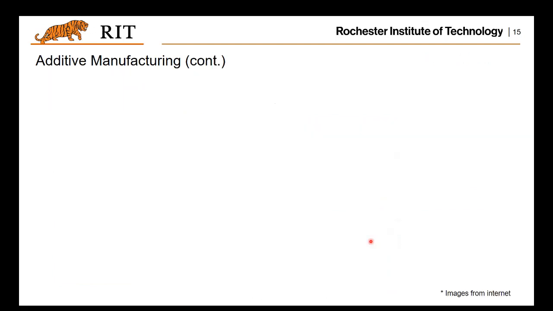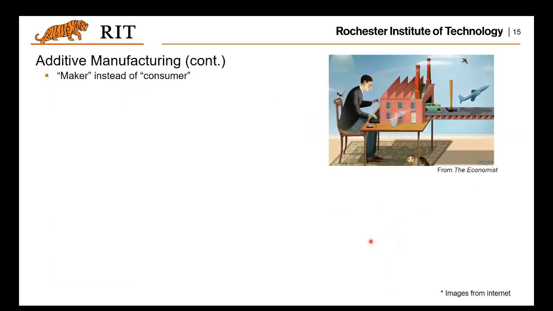And another aspect is the additive turns ordinary people from only consumer to maker. So a maker could design and fabricate their own product using additive, instead of waiting for those big companies to produce the product for them. So that actually makes the manufacturing democratized. So that means a lot.